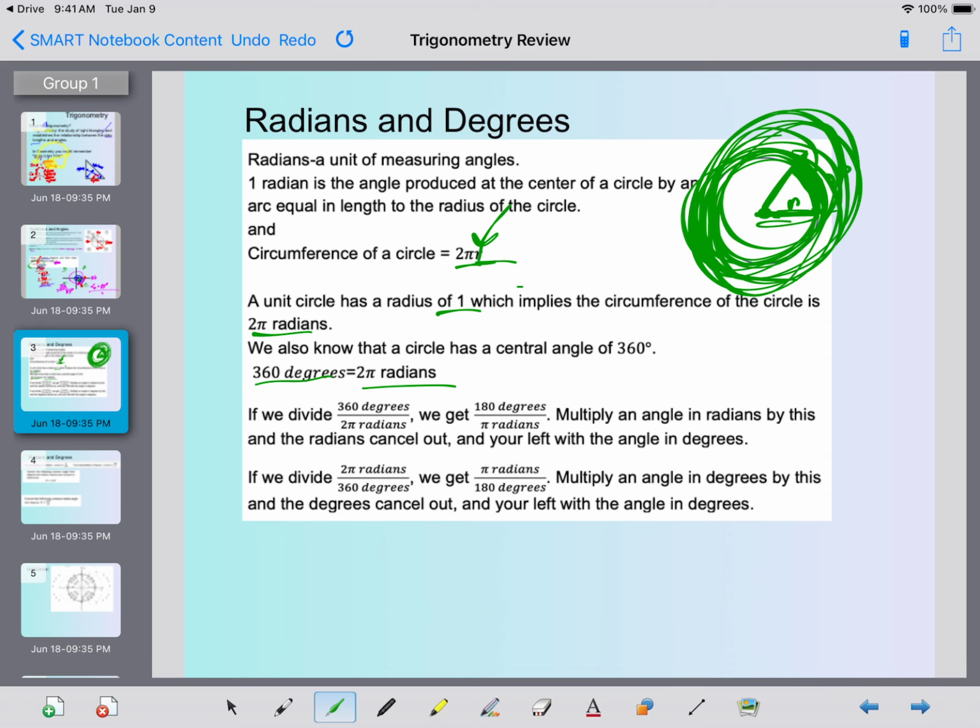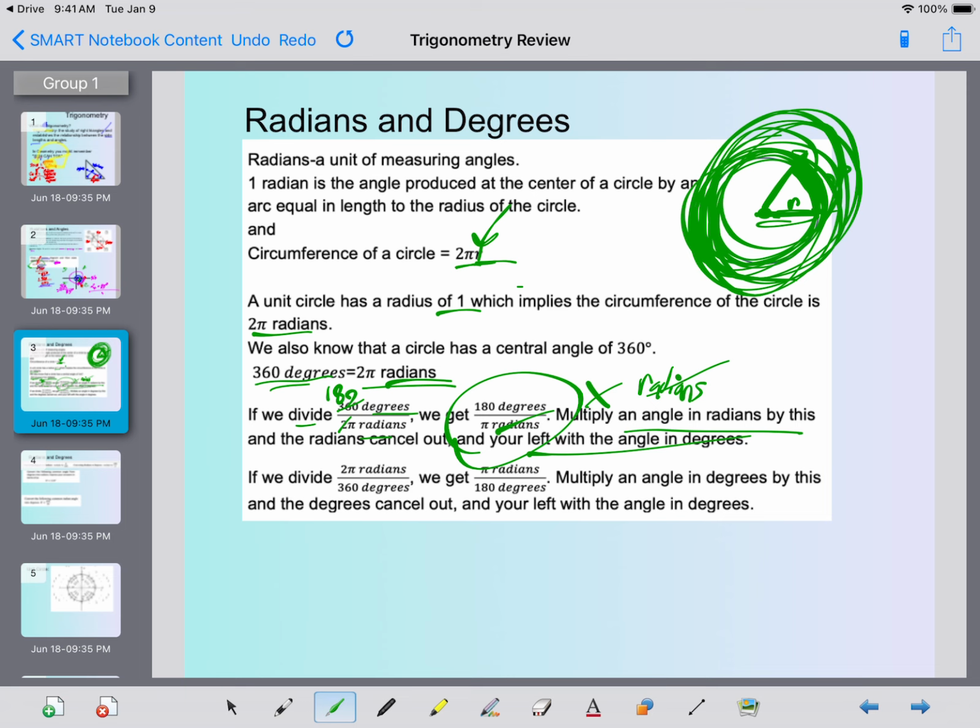So let's say we found the proportion of those two things. Let's say we divided 360 degrees by 2 pi radians. You could simplify that, right? 360 divided by 2 is 180, so it would be 180 over pi. If you multiplied an angle in radians by that, the radians would cancel out, because let's say you had x radians. Radians would cancel out, and you would be left with degrees. Now you have your angle in degrees.